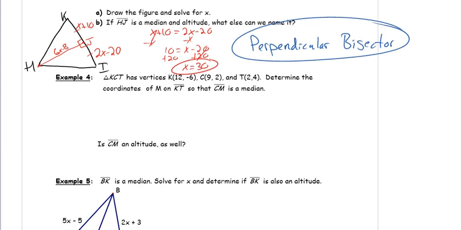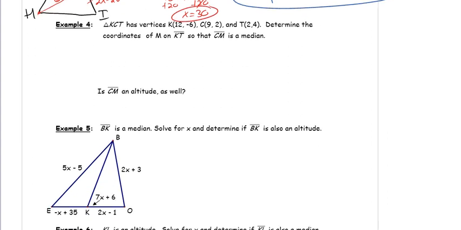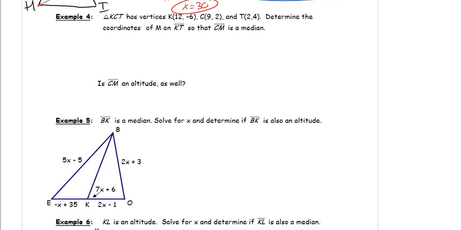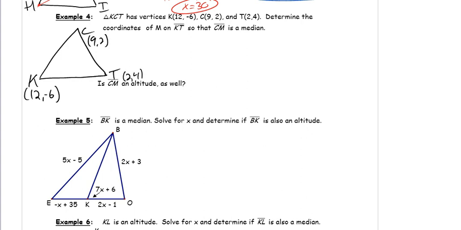Okay, if we look at a couple more examples, I'm going to save one for you guys tomorrow, but example 4. Okay, so triangle KCT has vertices 12, negative 6, 9, 2, and 2, 4. Determine the coordinates of M on KT so that CM is a median.